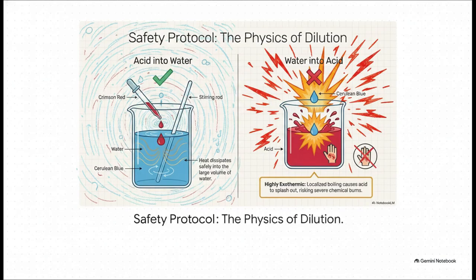Naturally, dealing with these raw materials requires strict safety protocols, especially when it comes to the physics of dilution. The golden rule here is absolute. You must always add acid into water, slowly while constantly stirring. If you do the reverse, if you drop water into a concentrated acid, you trigger a highly exothermic reaction. That basically means it generates so much heat so fast that it causes localized flash boiling. The acid can splash out violently, and you're risking some very severe chemical burns.